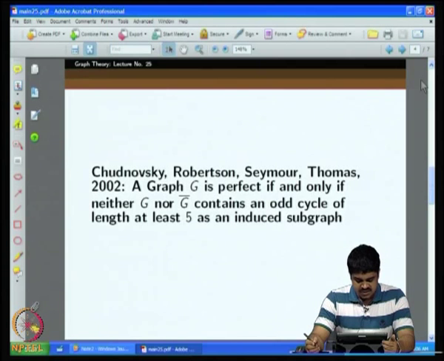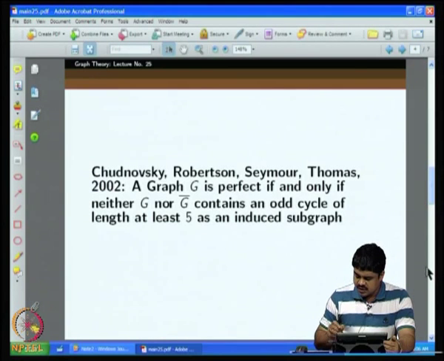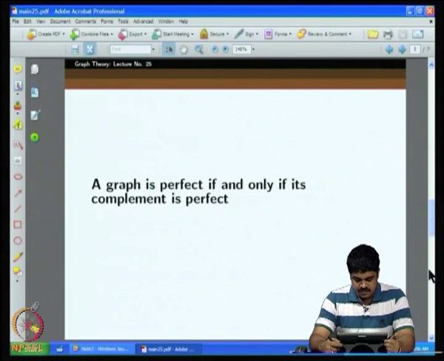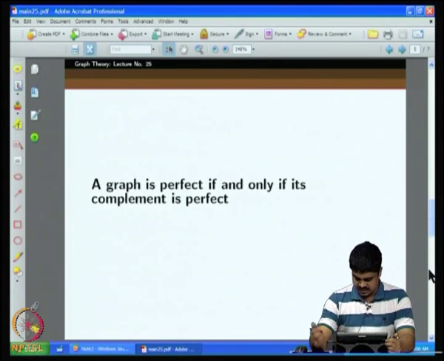But the proof of the strong perfect graph theorem by Chudnovsky, Robertson, Seymour and Thomas is too long, and it cannot be taught in a class. Therefore, to get some nice intuition about perfect graphs and appreciate the beauty of this topic, it is a good idea to look at the weak perfect graph theorem, namely that a graph is perfect if and only if its complement is perfect. It was proved by Lovász, and a shorter proof was given by Gasparian. That is what we will aim to do in this class.